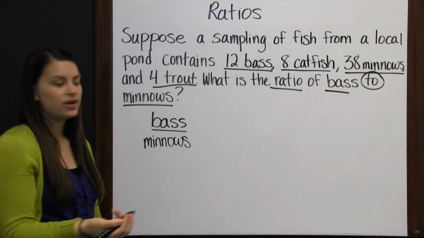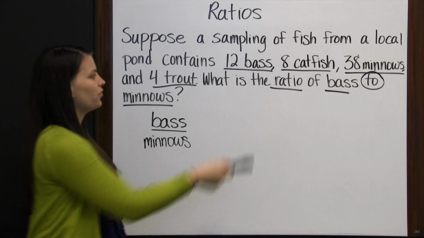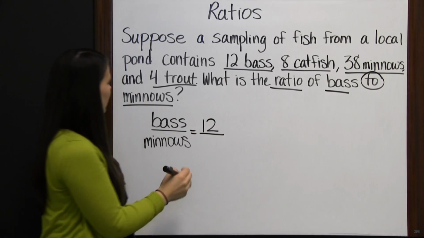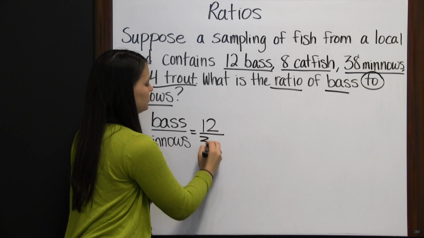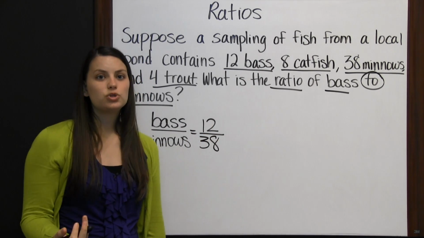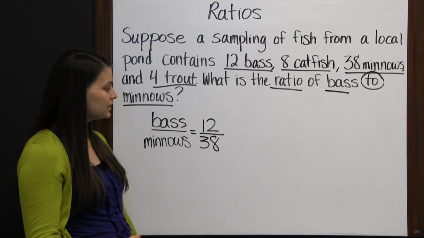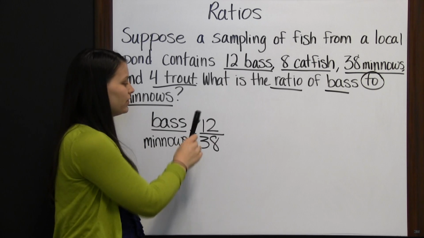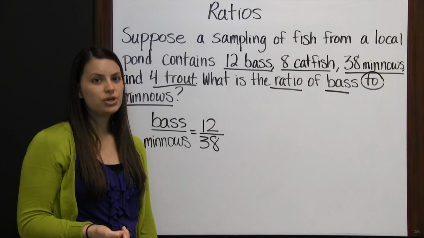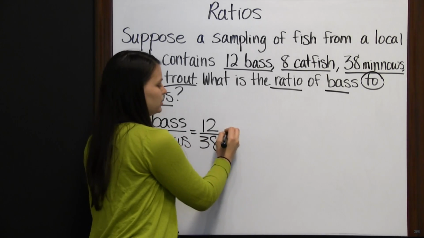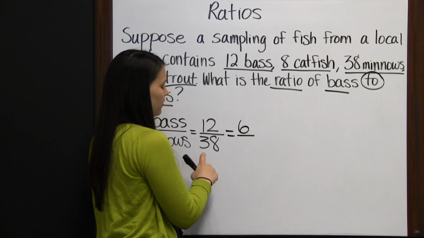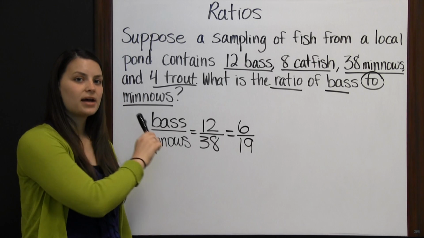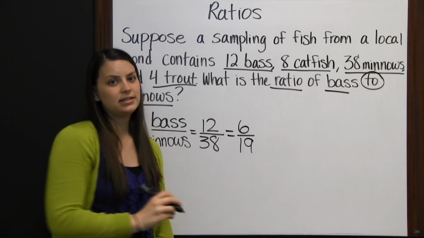And now we can substitute how many bass and minnows we have. According to our problem, we have 12 bass and we have 38 minnows. So that ratio would be 12 to 38. But again, since this is a fraction, we're going to simplify it if we can. And 12 and 38 do have a GCF of 2, so we're going to divide 12 by 2 to get 6, and we'll divide 38 by 2 to get 19. Therefore, our ratio of bass to minnows is 6 to 19.